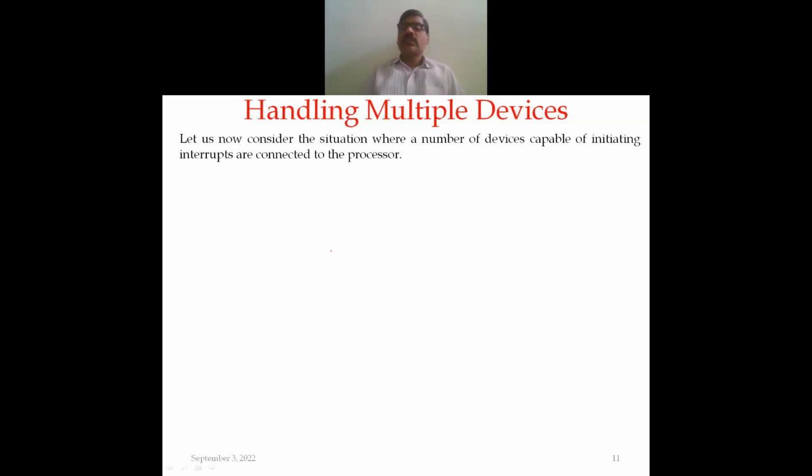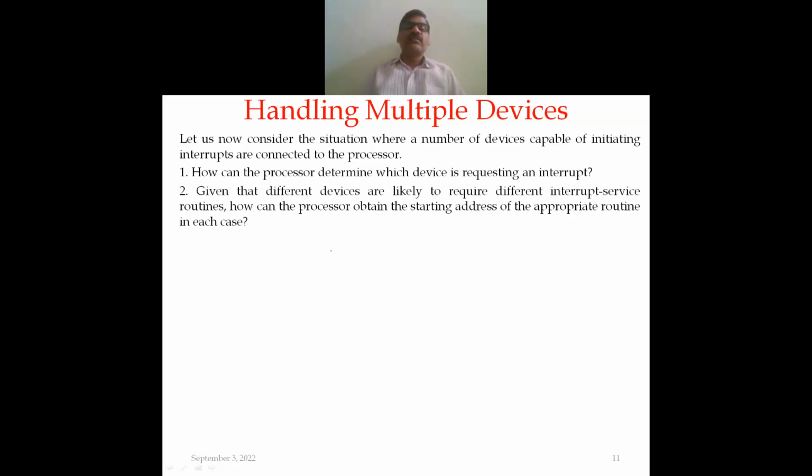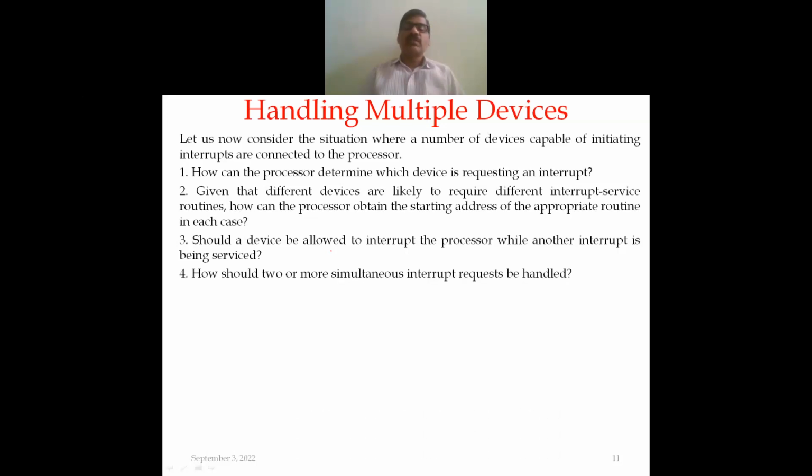Then how do we handle multiple devices? Let us consider the situation where a number of devices capable of initiating interrupts are connected to the processor. How can the processor determine which device is requesting an interrupt? Given that different devices are likely to require different interrupt service routines, how can the processor obtain the starting address of the appropriate routine in each case? Should a device be allowed to interrupt the processor while another interrupt is being serviced? How should two or more simultaneous interrupt requests be handled?